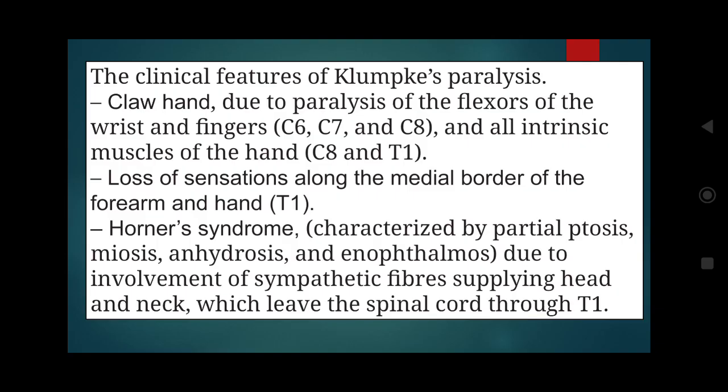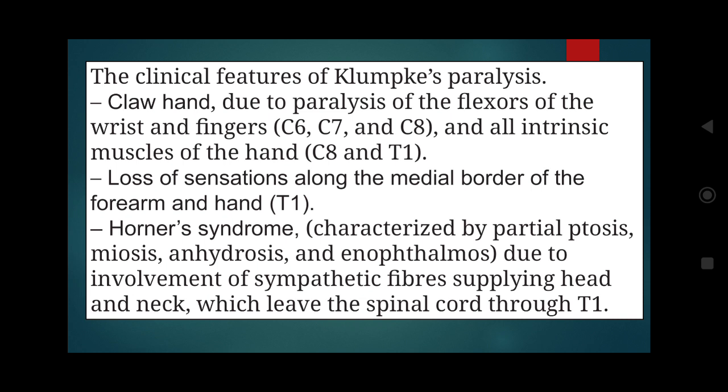So the clinical features we can identify in Klumpke's paralysis. Let us see that. Claw hand. As we have already discussed about the claw hand, the medial three fingers are hyperextended at the metacarpophalangeal joints and hyperflexed at the interphalangeal joints. Then what is the reason for the loss of sensation along the medial border of the forearm and the hand? Because the medial cutaneous nerve of the arm and the medial cutaneous nerve of the forearm supply the skin of the medial aspect of the forearm. That is the reason for the loss of sensation at the forearm and also the hand.